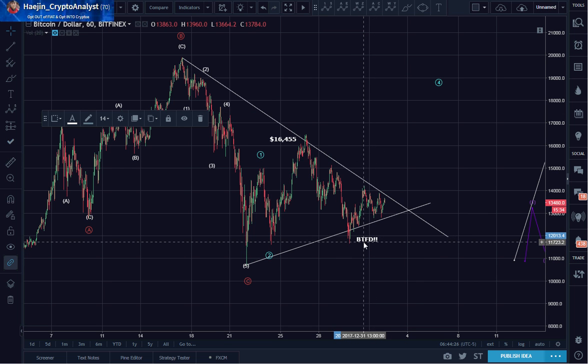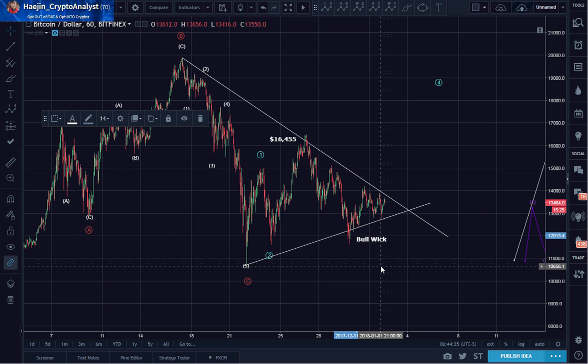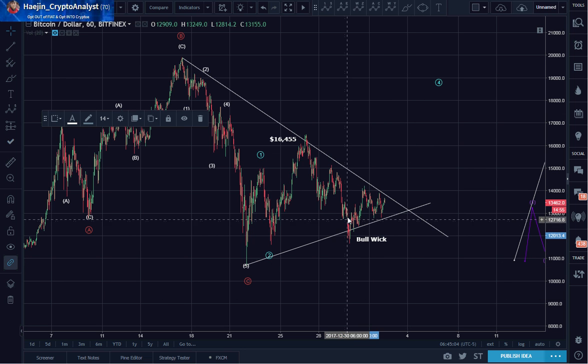So I'm going to change this BTFD to a bullwhick. Everyone by now, or at least my followers who have been following me for at least a month or so, or longer, will know exactly why a bullwhick is a good thing, and also will know why and how exactly it happens. For the new followers, new readers, a bullwhick is a way of price to get rid of weak hands.